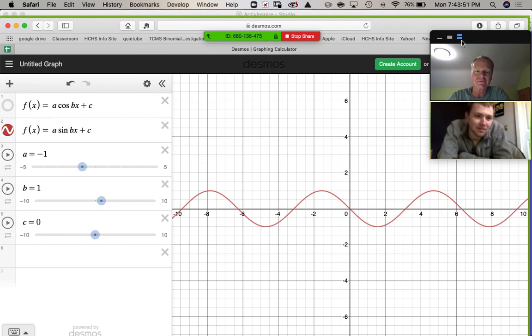Sine x. This is a weird looking sine because I could have sworn you said it was kind of going up first and then down, but there's a reason why that is.